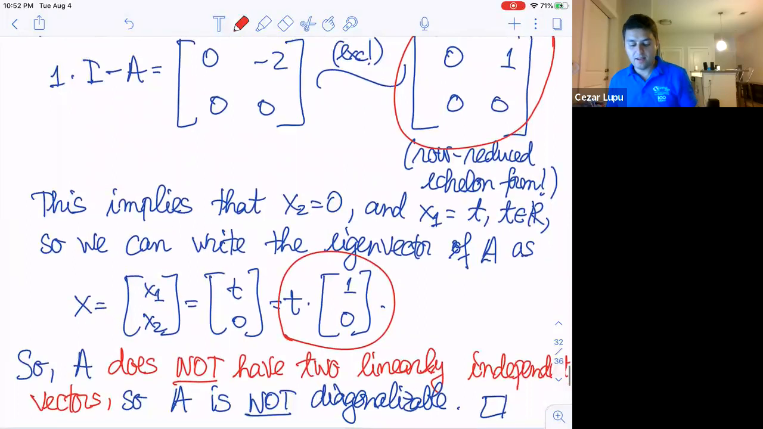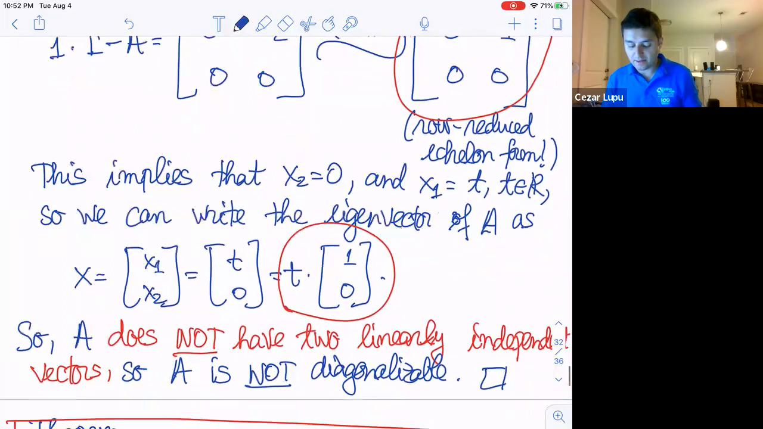Well, as you can see, clearly A does not have two linearly independent vectors. So A is not diagonalizable. And that's the end of story for this. So you have seen an example of a matrix which is not diagonalizable.